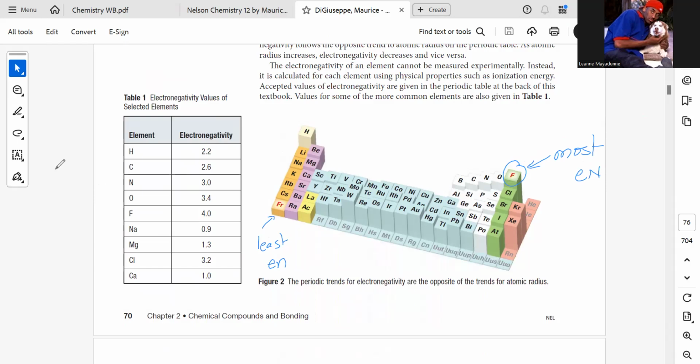And if you look at the trend, electronegativity goes on increasing from left to right. Whereas from top to bottom, it will go on decreasing.